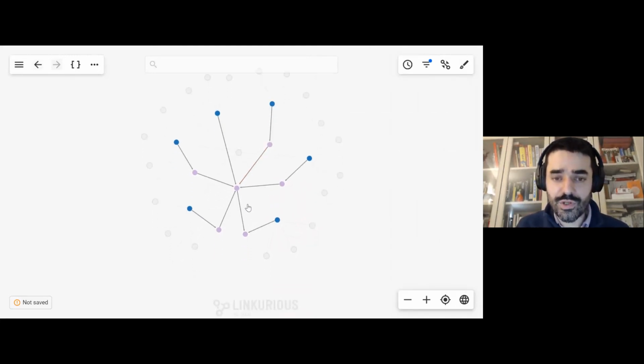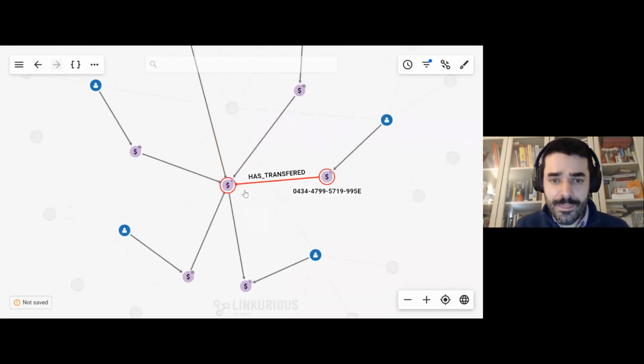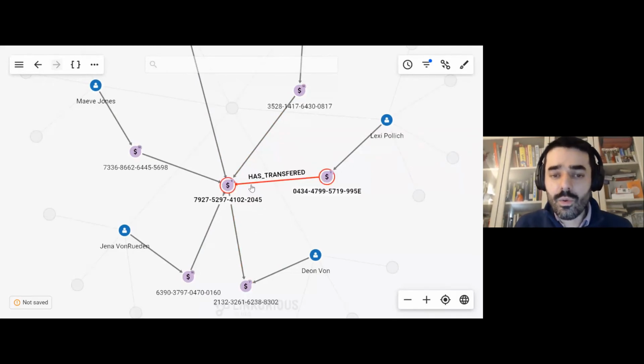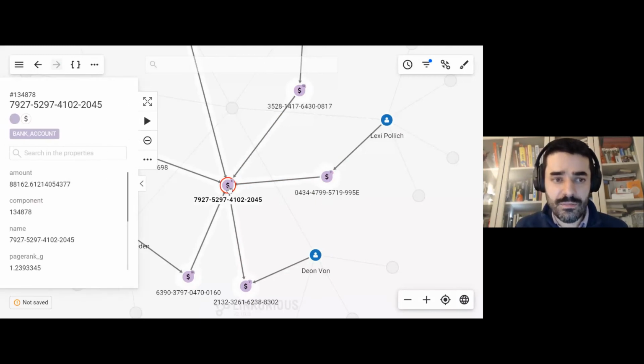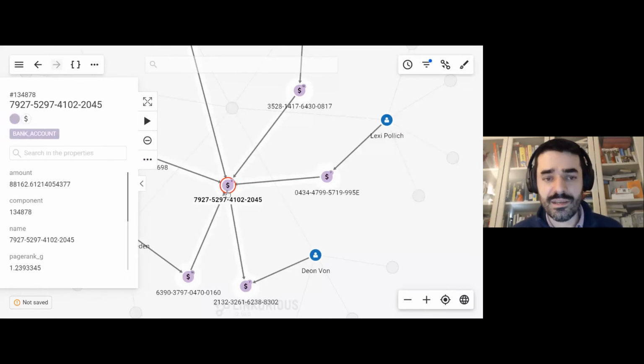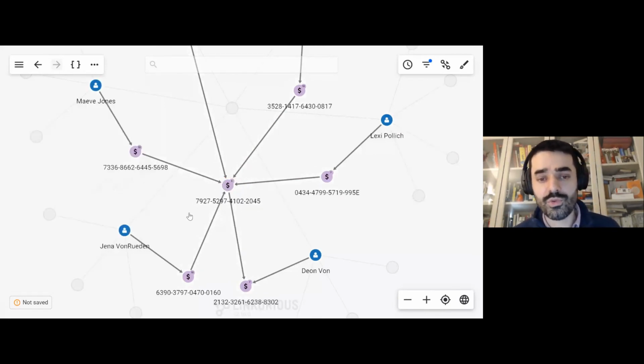So the situation is clear here, and I can see that this bank account, this bank account, this bank account, this bank account, and this bank account are all dumping money into that bank account out in the middle. Okay, so that is definitely of interest to me, and I'm going to want to follow the money and dive deeper into the situation.